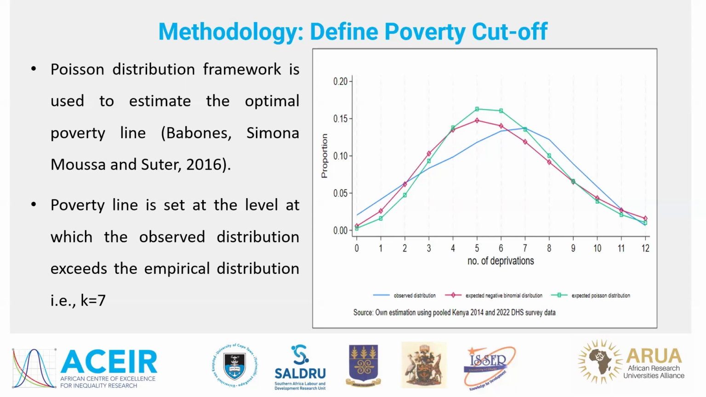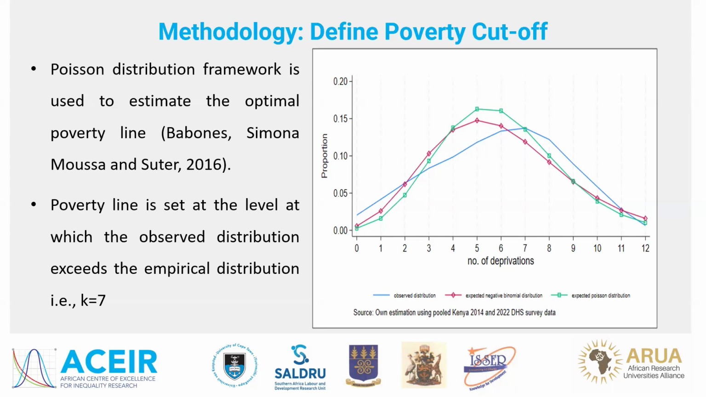Because, for example, in a high income country, if you're deprived of any of the indicators, you might actually be considered poor. But in a low income country, you actually have to be deprived of a number of indicators before you're classified as being poor. So for our case, we use this framework by Alkire, Musa, and Suter for 2016, where they set the poverty line using a Poisson distribution framework.